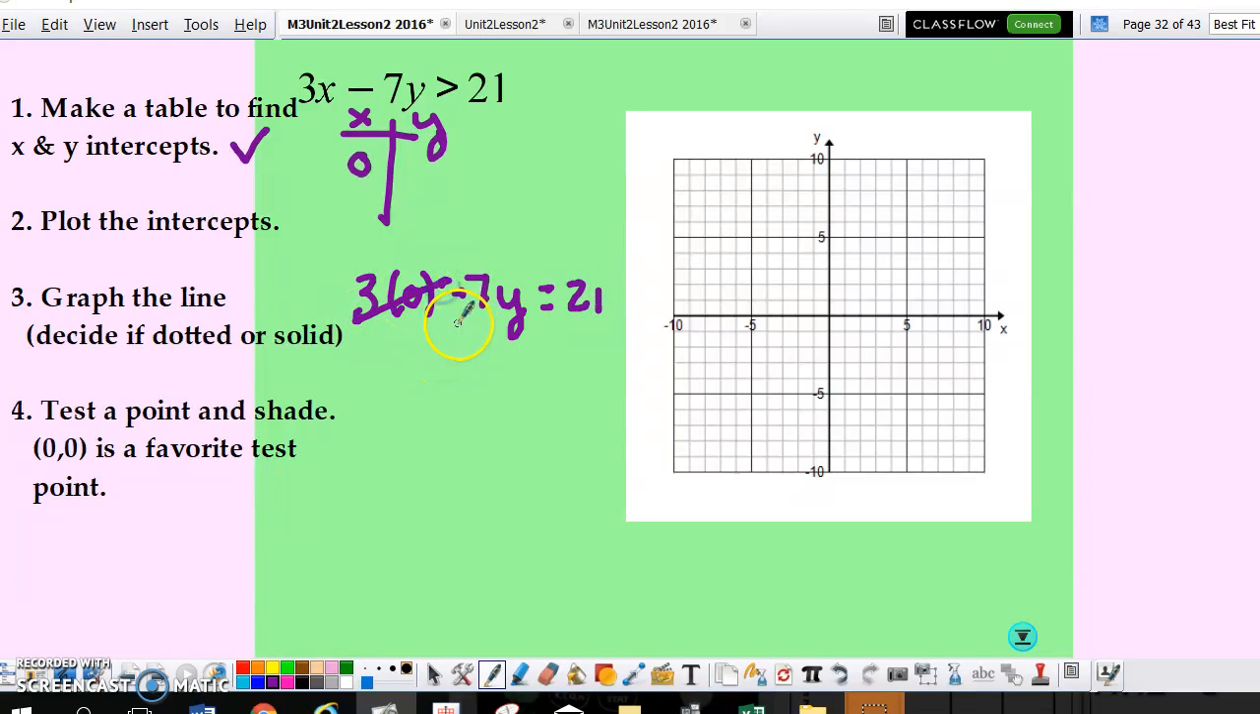So 3 times 0 is gone, so negative 7y equals 21. I need to divide by negative 7, so y will be negative 3.